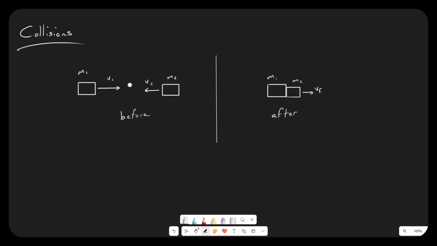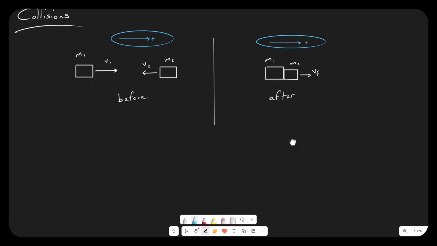I can find my total momentum before, and I'm going to have to figure out a direction I want to call positive. Now this is a one-dimensional collision, so I only need to worry about the one. I don't have to do an X and a Y. If I made positive to the right in the beginning, I have to make positive to the right afterwards.